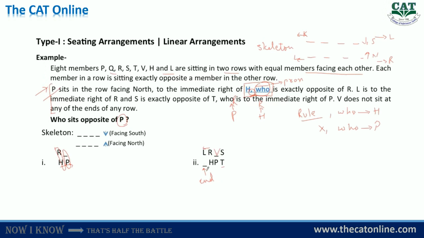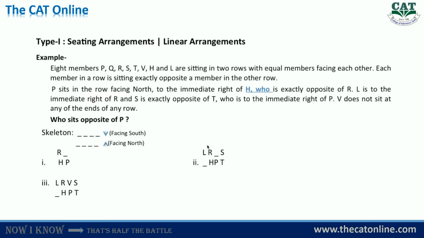So which is left? So you have L, R, V, S, and this empty space will be filled by Q, which is left. Here it will be V, here it will be Q. So this is how the final placement looked like, and the answer, who sits opposite of P, answer is V.